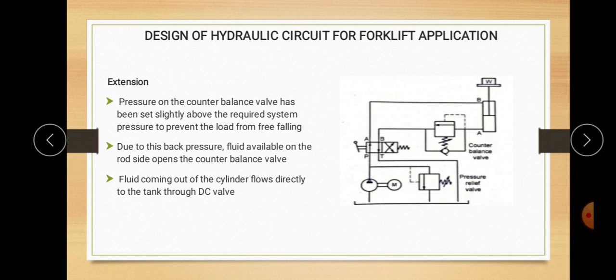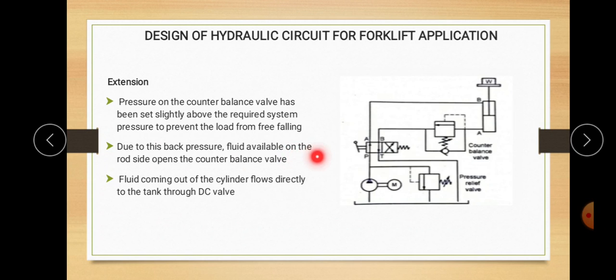So next we can see what the forklift applications are and what the design of the hydraulic circuit for a forklift application is. Forklift applications are mainly used in industrial areas. We can see this also consists of extension and retraction. Here a counterbalance valve is located in between the cylinder and the DC valve. The pressure on the counterbalance valve is set slightly above the required system pressure to prevent the load from free falling. So here a counterbalance valve is located to prevent the load from free falling.